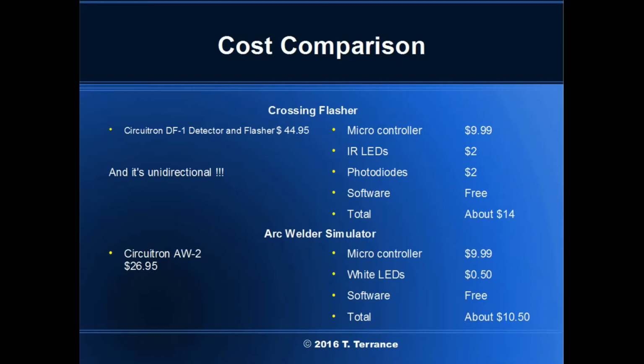About $2 for two IR LEDs, similarly $2 for a pair of photodiodes. These form the train detector. Software for the microcontroller is free, either generated by you or downloaded from a website. The total cost of do-it-yourself is about $14. The microcontroller has more than enough horsepower to monitor a couple of train detectors, one east and one west or north and south, and flash the lights when either beam is intercepted.